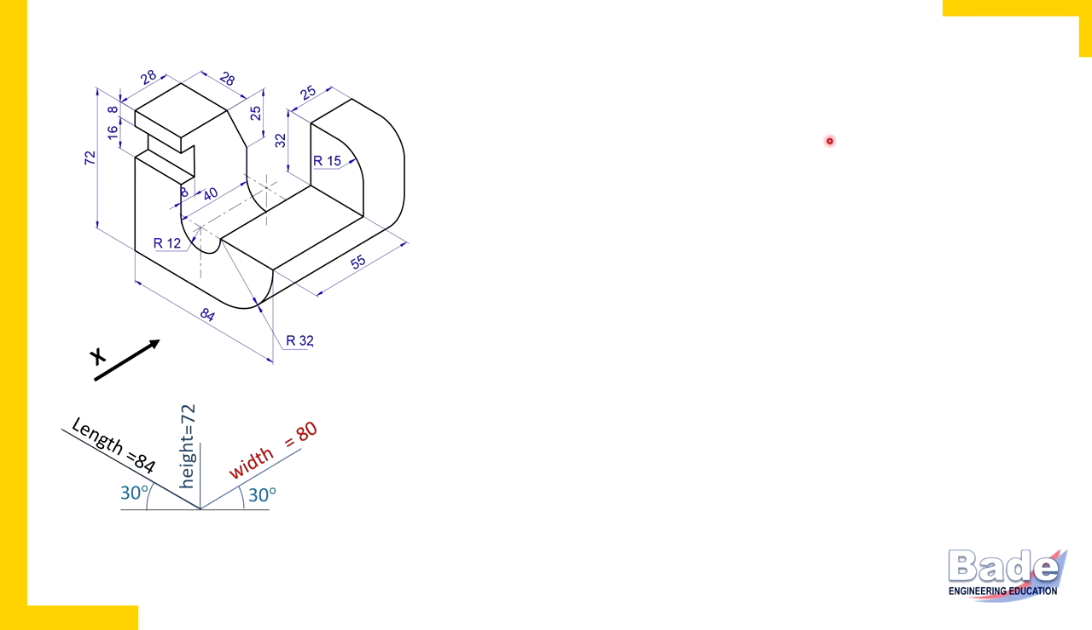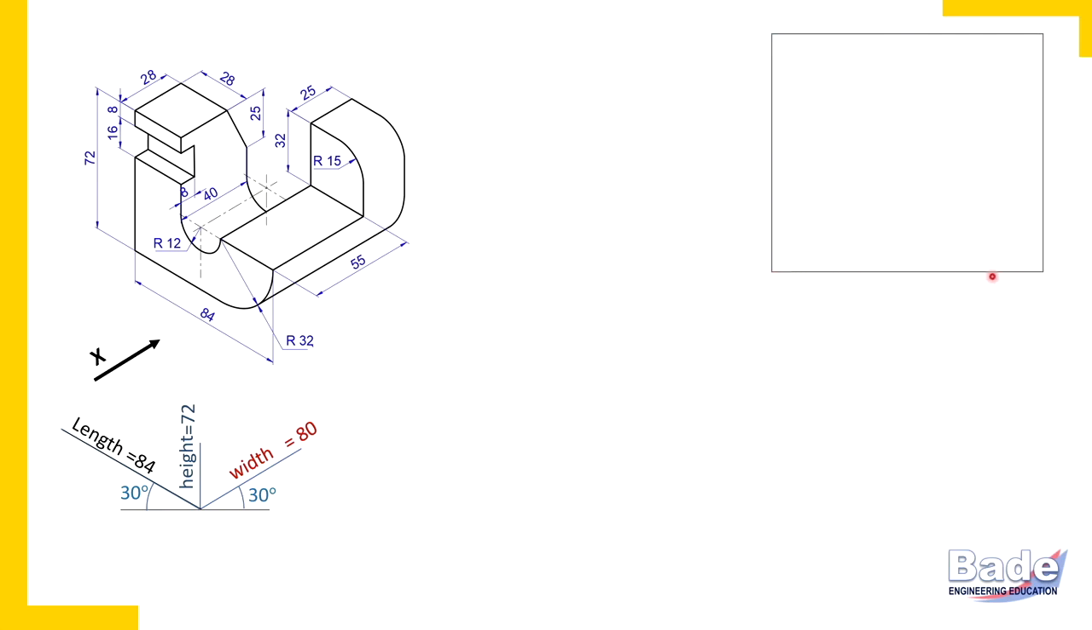Which two dimensions you get in the front view? Correct. Length horizontally and height vertically. So length 84 will be measured horizontally, height 72 millimeters will be measured vertically, and we'll complete a rectangular box for front view. And this is how we have completed the rectangular box for front view.